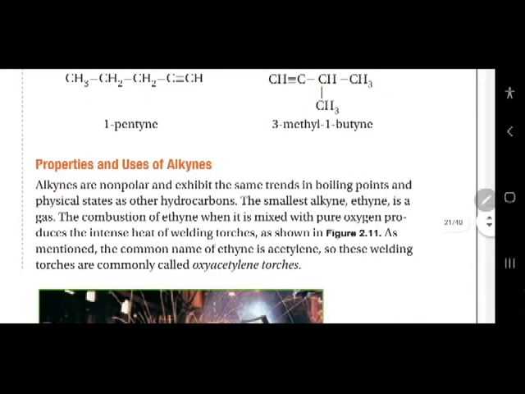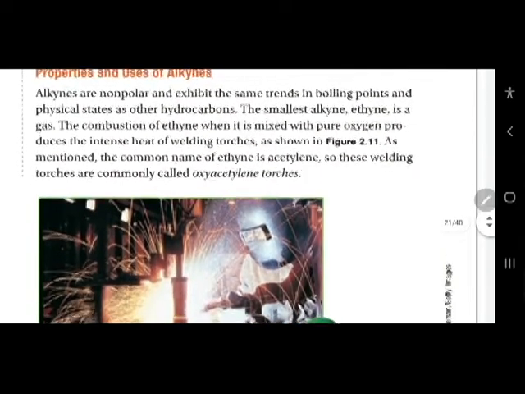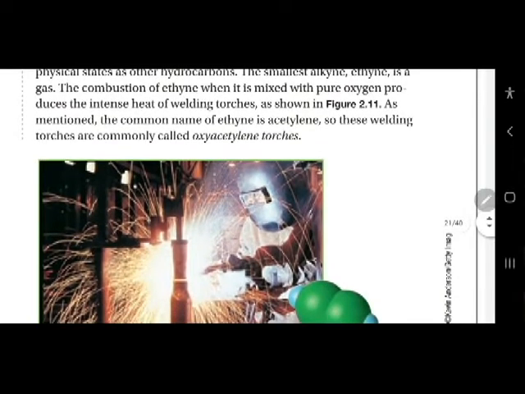Properties and uses of alkynes: they are nonpolar compounds just like the alkenes, and exhibit the same trends in the boiling point and physical state as other hydrocarbons, which means that the smallest alkyne, which is ethyne, is a gas, and the combustion of ethyne when it's mixed with pure oxygen produces the intense heat of a welding torch, as shown here. Now, the common name of ethyne is acetylene. This is a common name. So these welding torches are commonly called oxyacetylene torches.